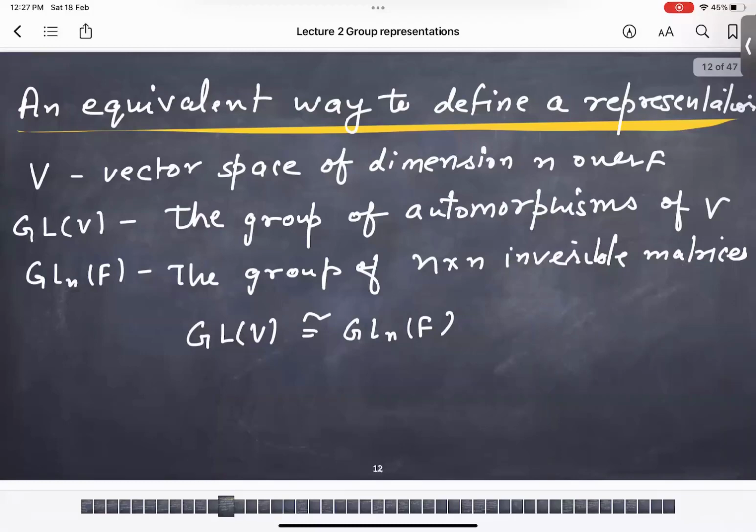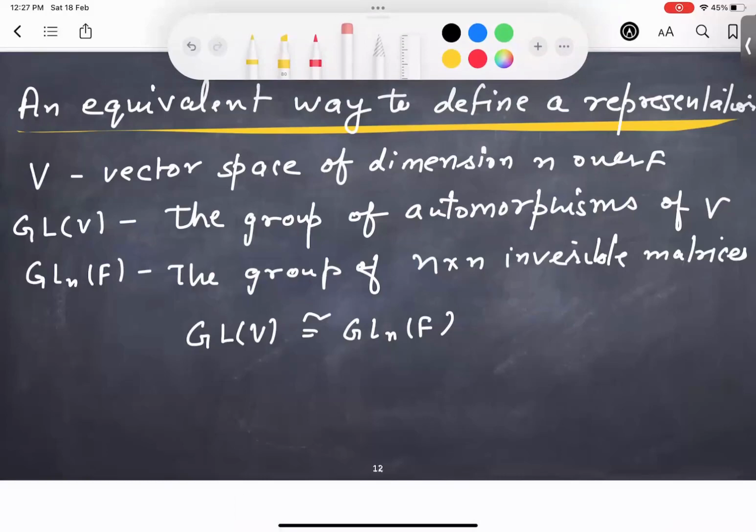So far I have defined a representation of G as a homomorphism from G to GL_n(F). But GL_n(F) is what? GL_n(F) is isomorphic to, you take an n-dimensional vector space over F, take V to be a vector space of dimension n over F, and GL(V) is the group of automorphisms of V, all 1-1 onto linear transformations from V to V. That's a group. And you also take the group of n cross n invertible matrices over F, which is GL_n(F), and then these two groups are isomorphic.